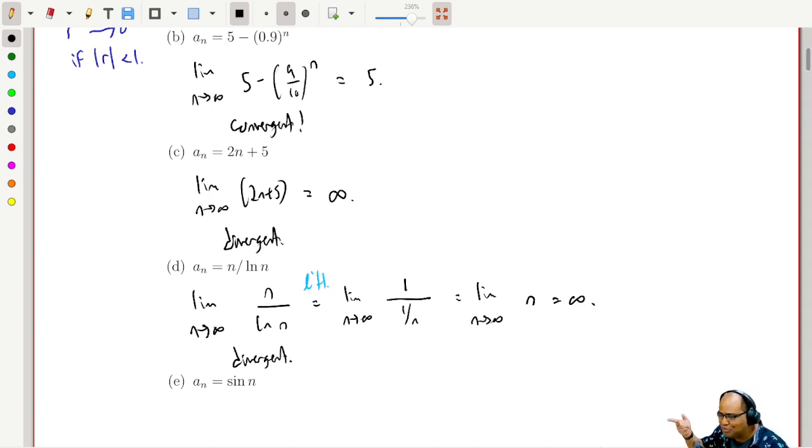Now also consider its reciprocal, log n over n. Very similar in nature, except that one's going to be convergent, again by L'Hopital's rule.